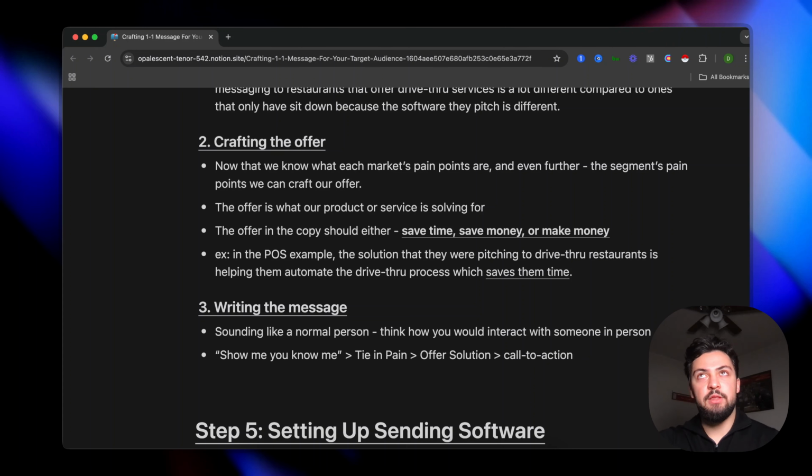And the mindset you should have is, how would you interact with someone on a one-to-one basis? If you're sitting face to face with them, how would you interact? That sort of language is what you want coming across in your messages. So you want to sound human. You don't want to sound robotic. You don't want to sound like you're sending the same message across to everyone. You want to sound unique, and that's what actually resonates with people.